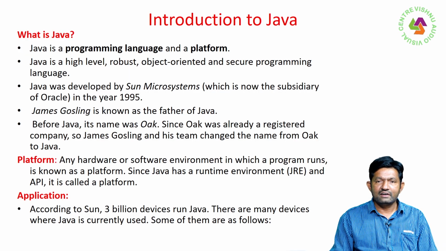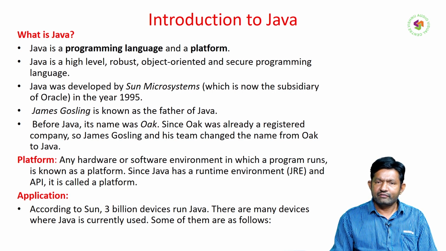First of all, what is Java? Java is a programming language. Java is a platform independent programming language. Java was developed by James Gosling, known as the father of Java.